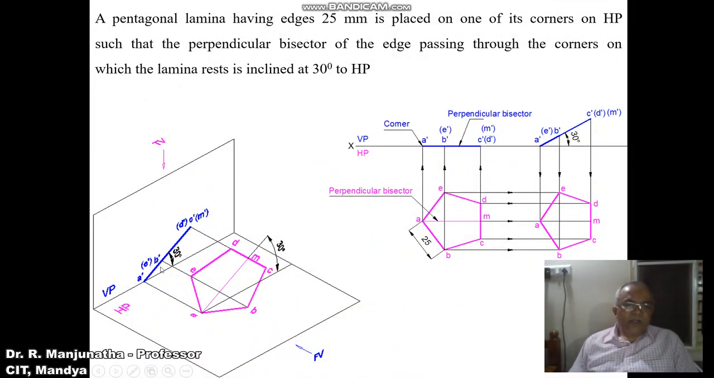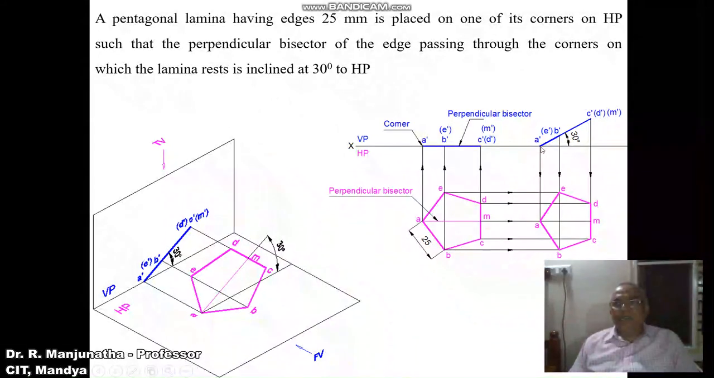That is the reason why you are getting a line in the front view. And here, as the surface is inclined to HP, the perpendicular bisector on that surface will also become inclined. That is what we have shown here. The corner is resting on HP and the perpendicular bisector A dash M dash is inclined to HP at 30 degrees. This is the true inclination because AM is parallel to VP, so you are getting the true length in VP. Therefore, the second position front view is the first position front view rotated by an angle of 30 degrees.